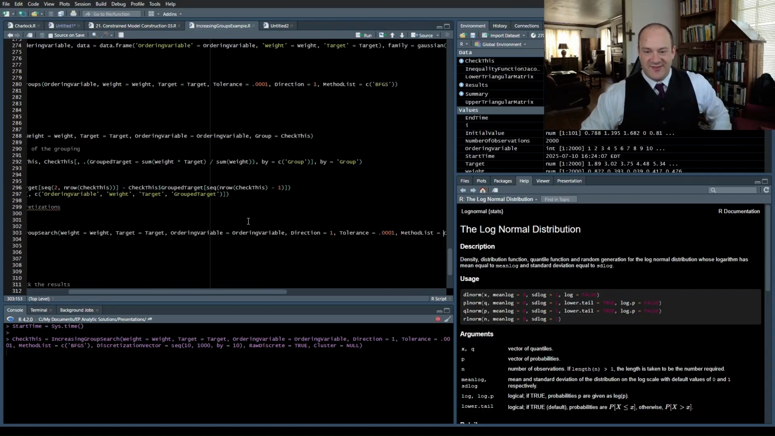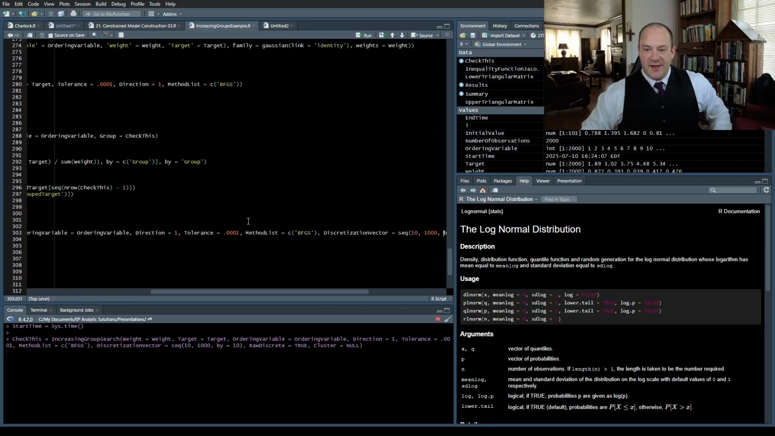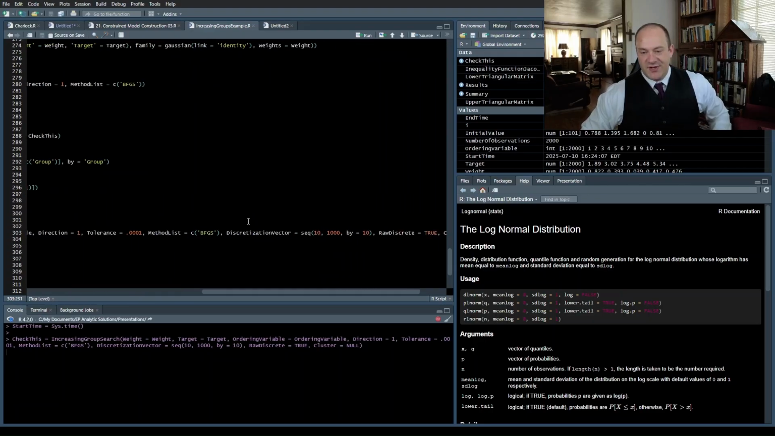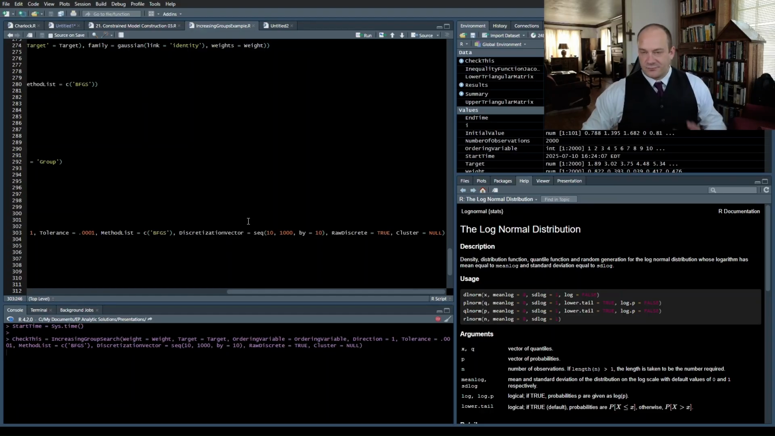So a lot of the inputs are the same. But you have 2 additional inputs. One is the discretization vector here. And so basically what you can do is tell the increasing group search function, I want you to try discretizing my ordering variable in this way, that way, this way, that way. First, discretize the ordering variable, then try to create increasing groups. And then try to discretize it this different way, and then try to create increasing groups. And then the raw discretize input here says, and also try to do it just on the raw data itself and see what goes on.